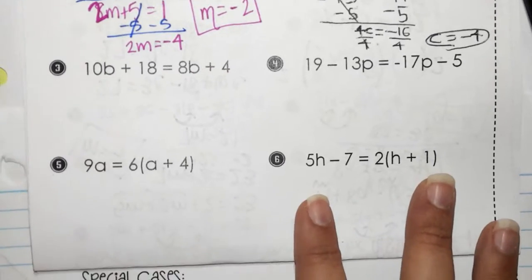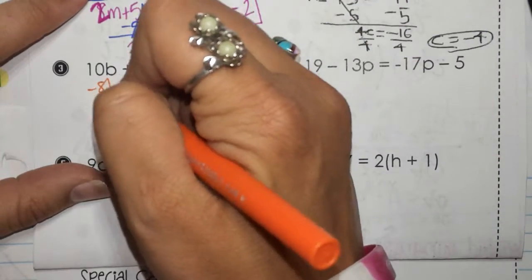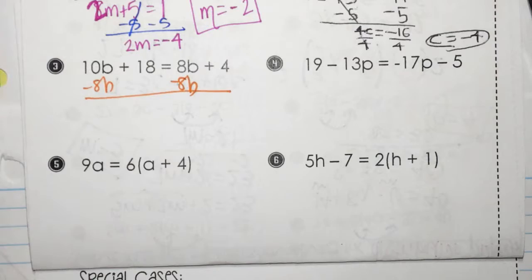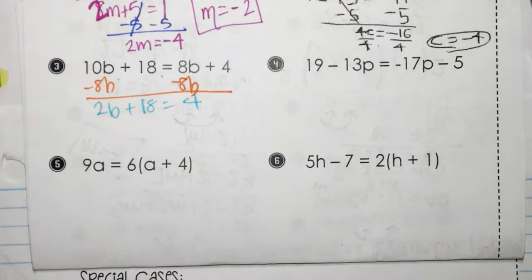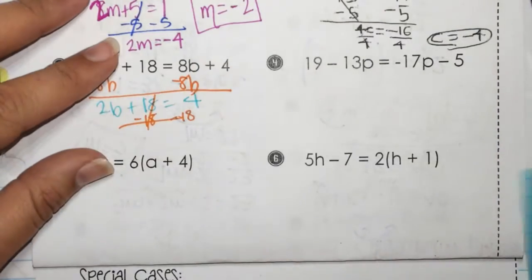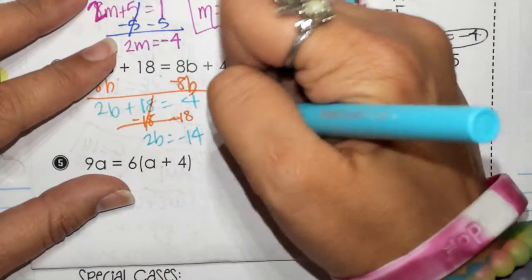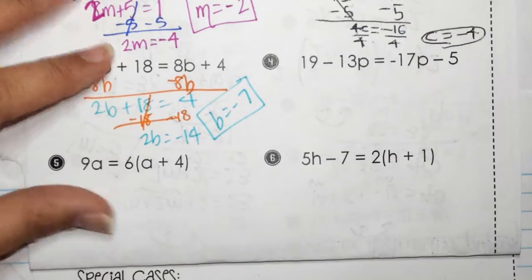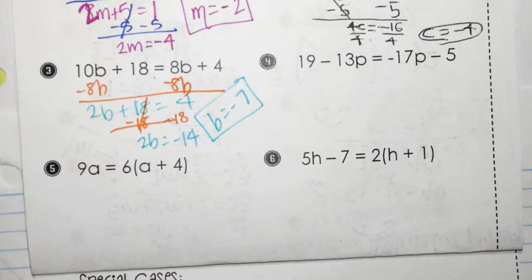Okay, so for number 3, did you subtract 8b? And then you got 2b plus 18 equals 4. Right? And then you subtracted 18, and you got 2b equals -14. So b equals -7. Yes. How many of us got that right? Yay! If everybody got it right, give your team a point.